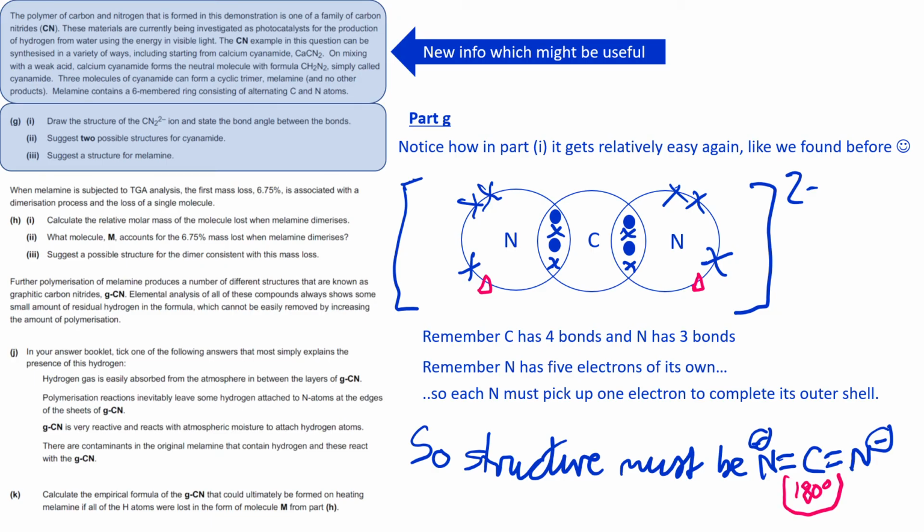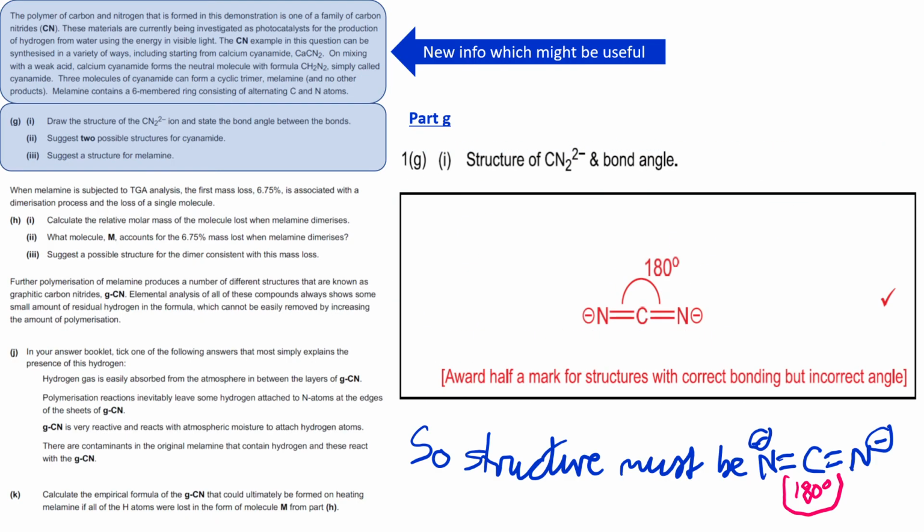And it'll be 180 degrees because it's a linear shape. Remembering that there's no lone pairs on the carbon in the middle, and the double bonds can be considered to be single areas of electron density or bonding regions. And there's our answer, which matches what we just came up with.